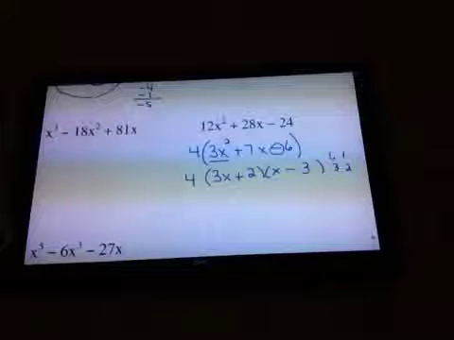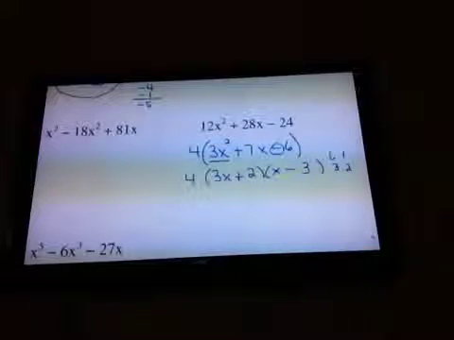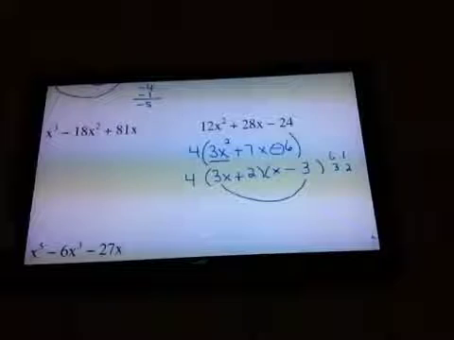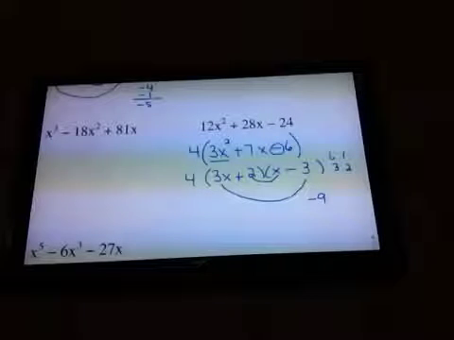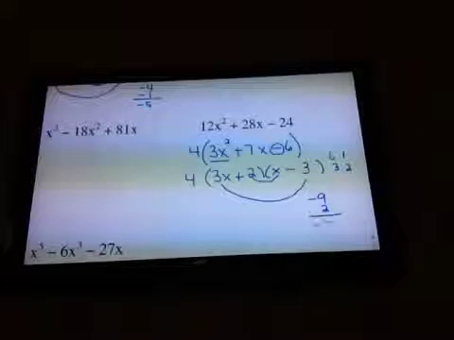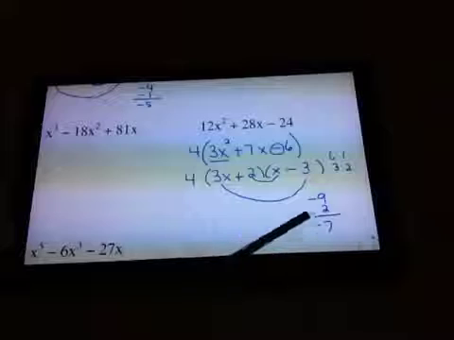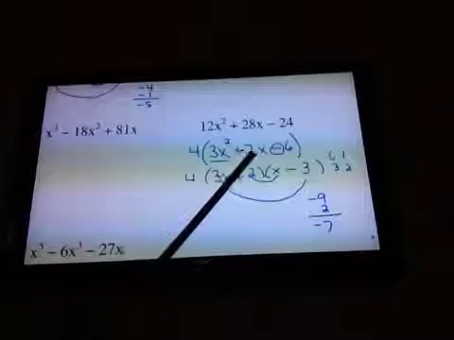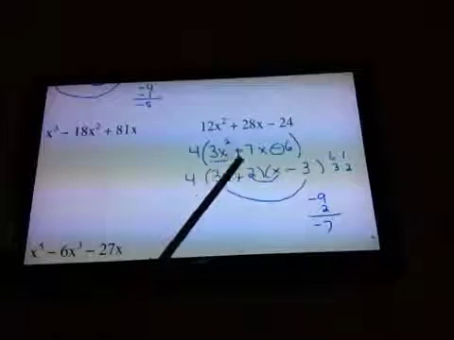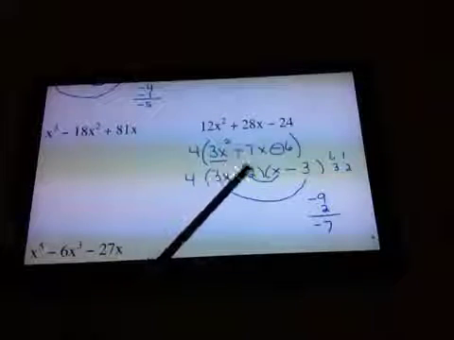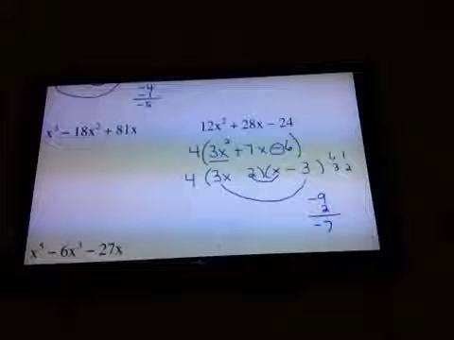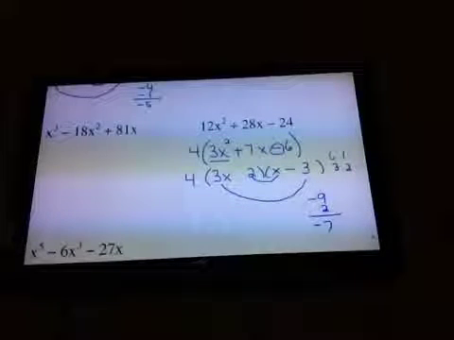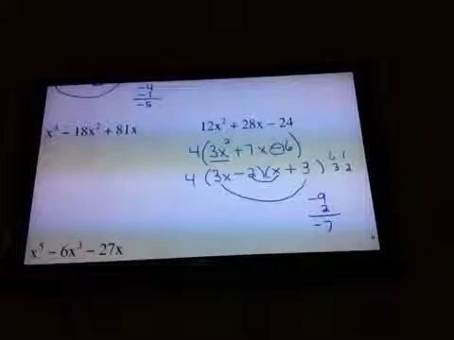And then let's check. Outer times outer. 3 times a negative 3 is negative 9. Inner times inner, positive 2 times positive 1 is positive 2. Add those together. I get my negative 7, but I want a positive 7. So when I get the right number, but the wrong sign, just switch the signs. Make that the minus and that the plus. And then it works.